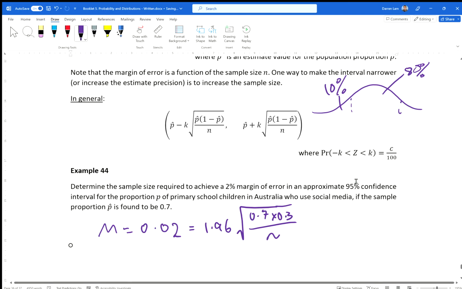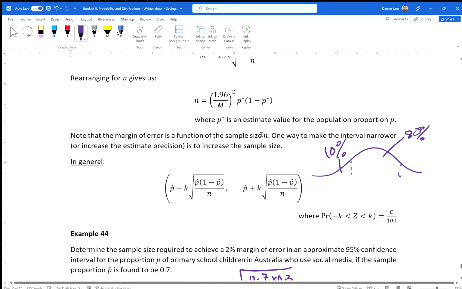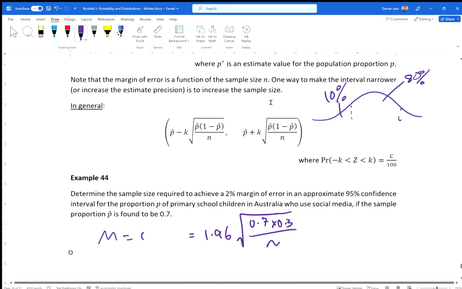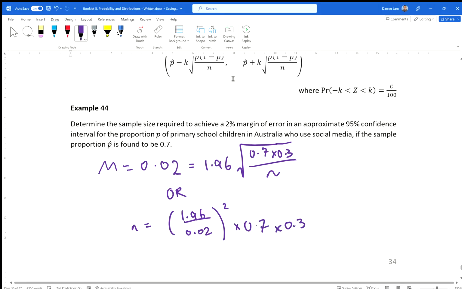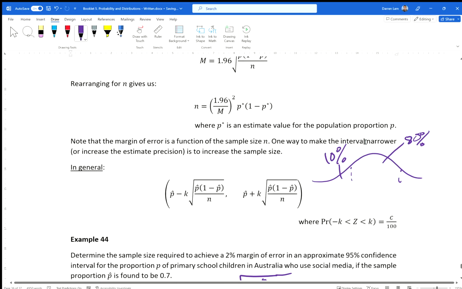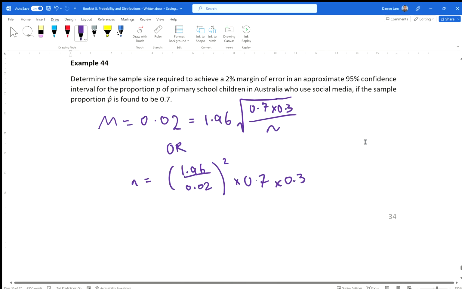You can solve this using the calculator, absolutely no issues, or you can use this formula. This is just a rearranged version of it. So I'm going to write n equals, have I gone too quickly? n equals, and I'm going to use the formula from above, (1.96 over 0.02) squared times 0.7 times 0.3. So you can either write out the first one and solve for n, or you can just use the second equation. There isn't an issue, but in all cases, you'll be using a calculator for this. So for exercise 12.4, just use your CAS for all the questions.